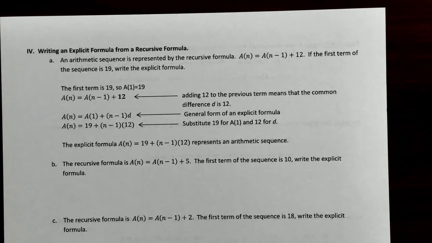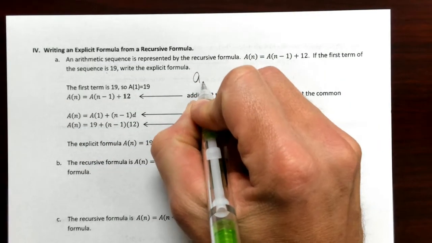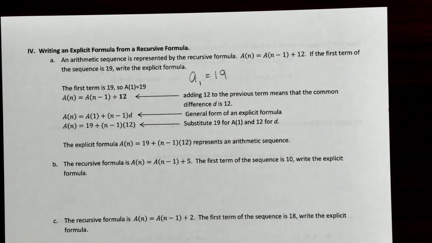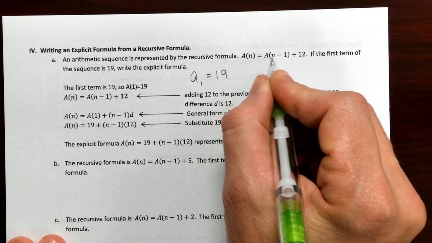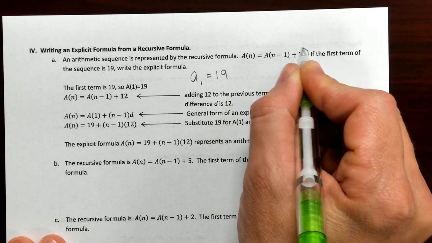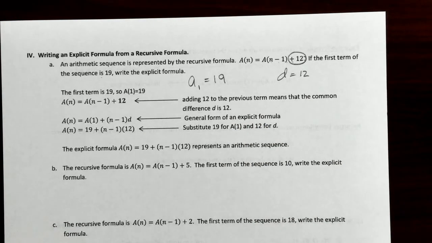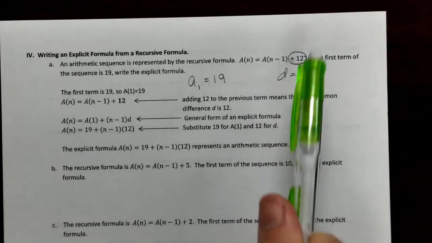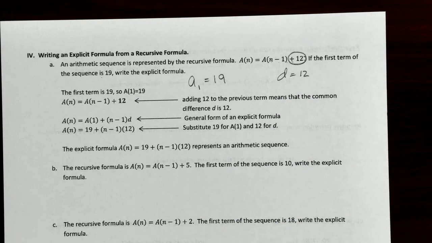Okay, so I know, with this question here, the first term is 19. So I know the first term, a sub 1, is equal to 19. Now looking at this formula right here, a sub n equals a sub n minus 1 plus 12. Well, 12 is the common difference, right? Because that's the recursive formula. The recursive formula says a sub n minus 1 plus d. Well, I don't have a d there. I have a plus 12. So I can take those two pieces and plug them into my explicit formula.